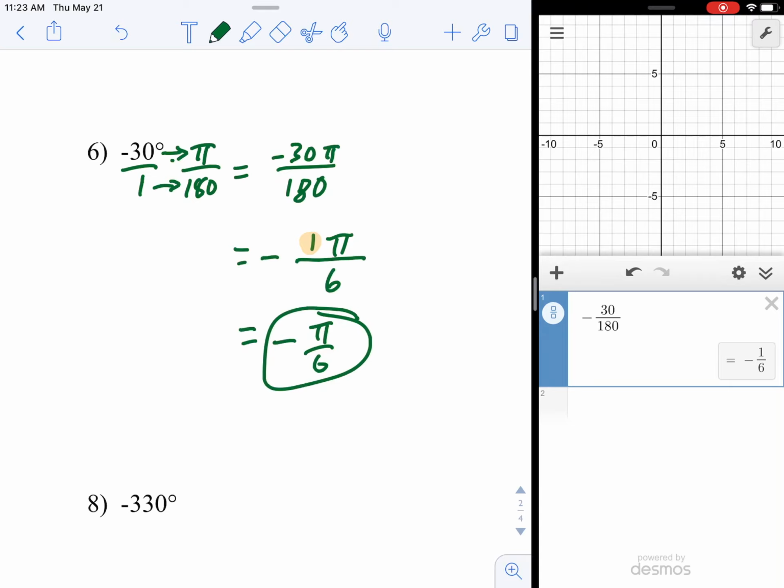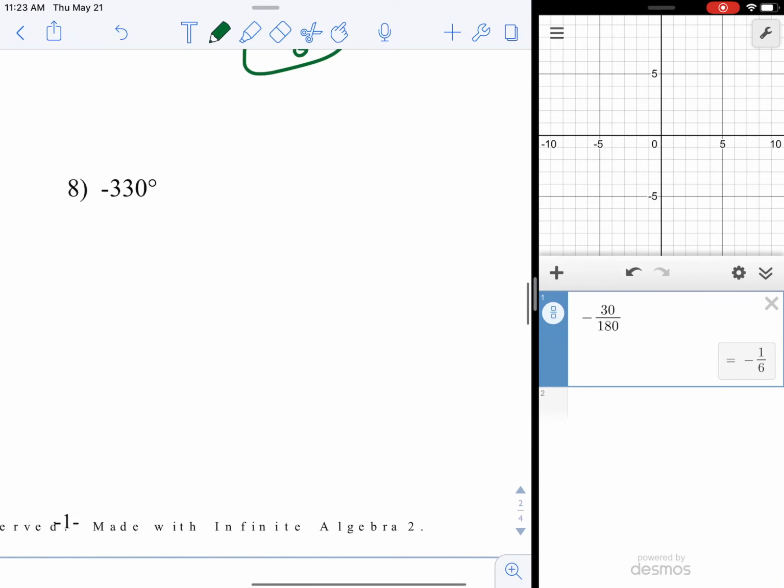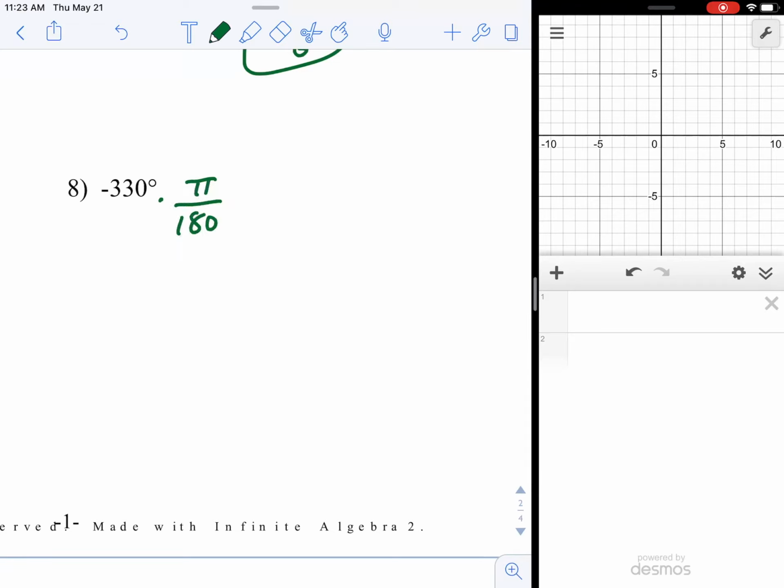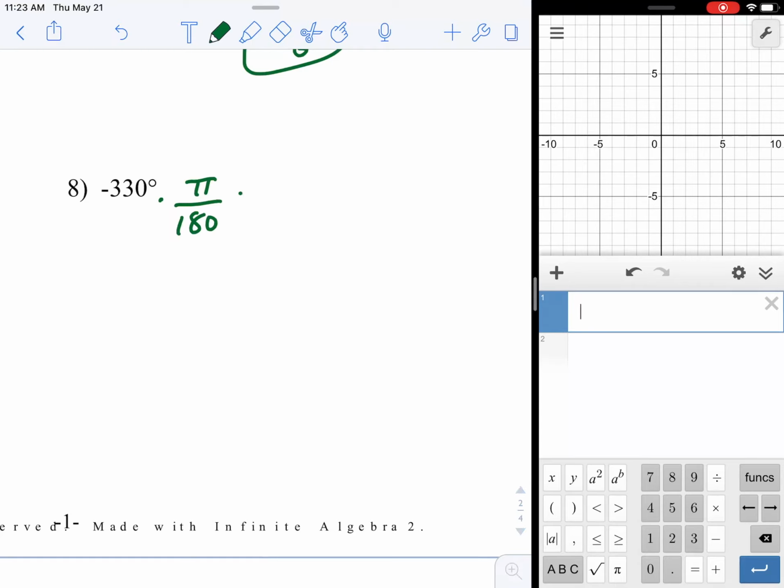That's it. All right, let's do this last one and then move to the next page. So we need to multiply by, again, the conversion factor, pi over 180. So that's going to give us negative 330 pi on top and 180 on the bottom.